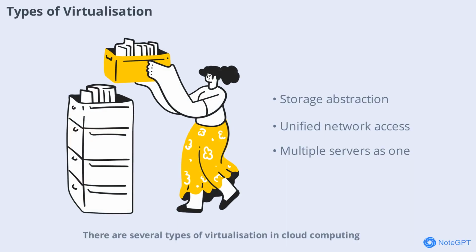There are several types of virtualization in cloud computing. Storage virtualization allows applications to access physical storage through abstract interfaces.